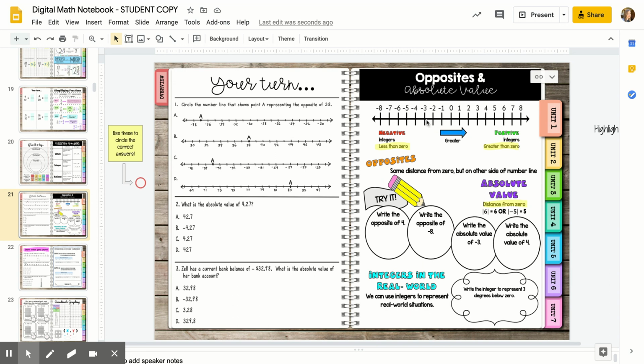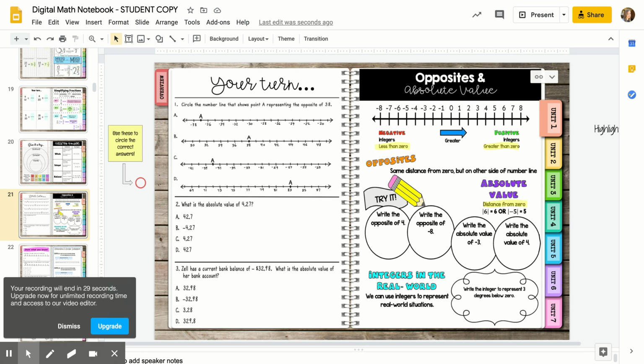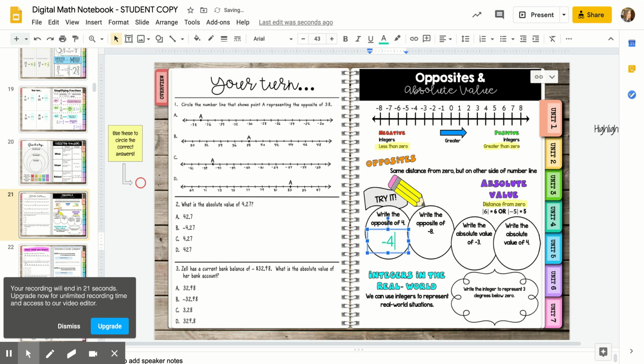Let's look at the number -3. It is 1, 2, 3 units from 0. So its absolute value is also 3. So something really important about absolute value is that it's always positive. So we're going to go ahead and write in the answers here. So the opposite of 4 is -4. The opposite of -8 is 8.